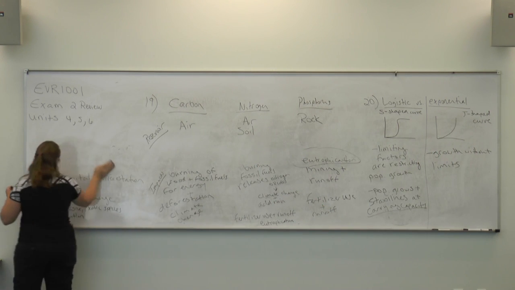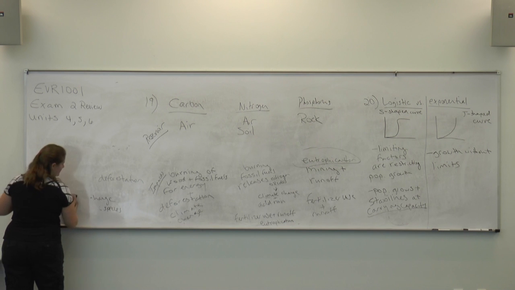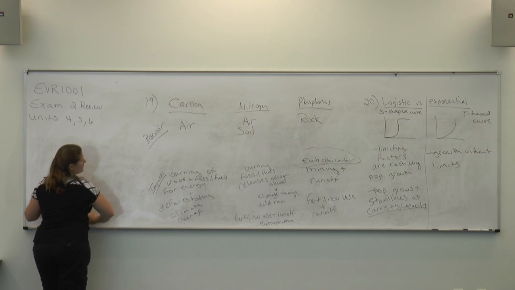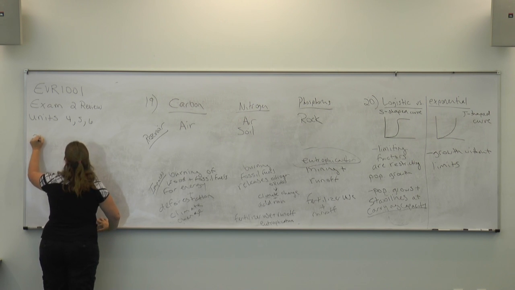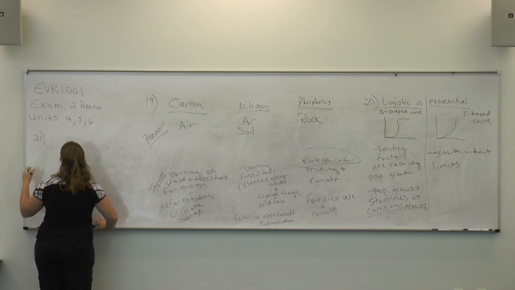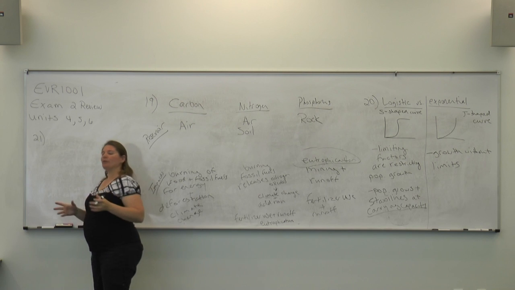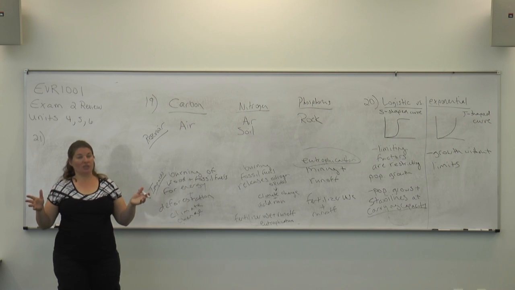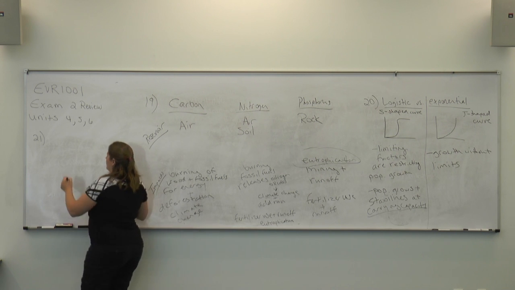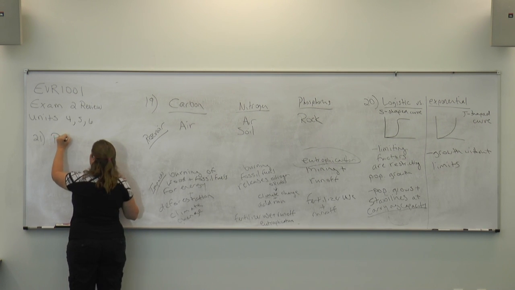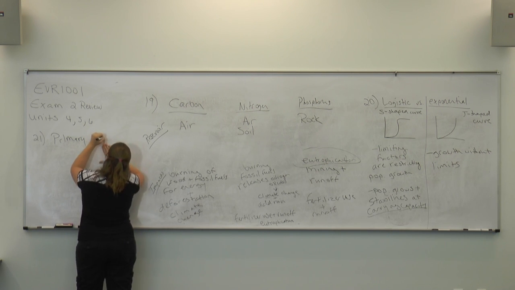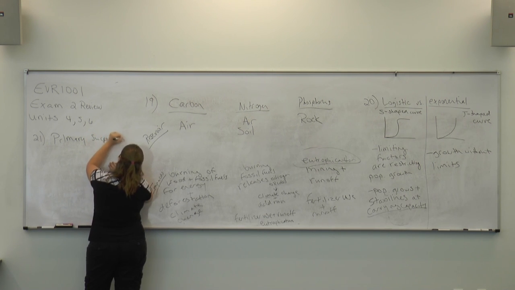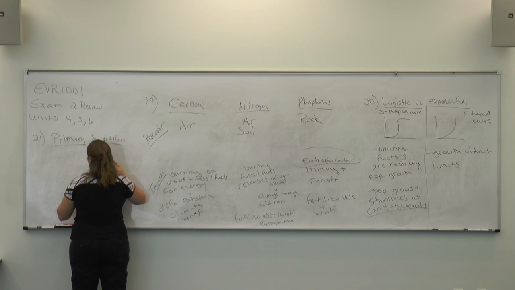Okay, and then the next question is about succession. So succession, ecological succession, is a process of change where a piece of land increases in biological diversity, starting with the plant community, over time. And there's two different types. There's primary succession and secondary succession.